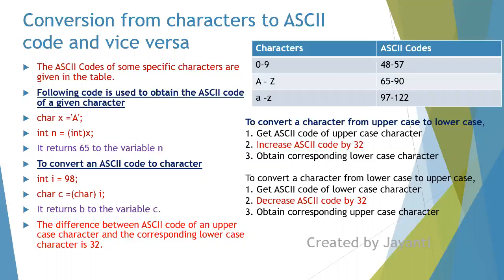Now how do you convert a code, meaning a number, to a character? If you have a number i equal to 98 and need to convert it into a character, I'll do a typecasting to char, and it will return b to the variable c, small b. If you notice, a starts from 97. Now between uppercase and lowercase there is a difference of 32.